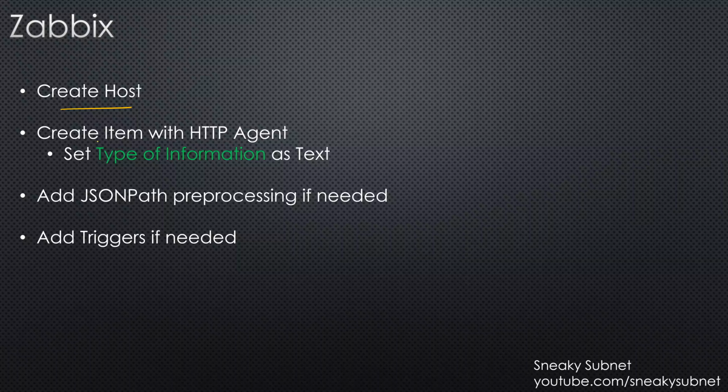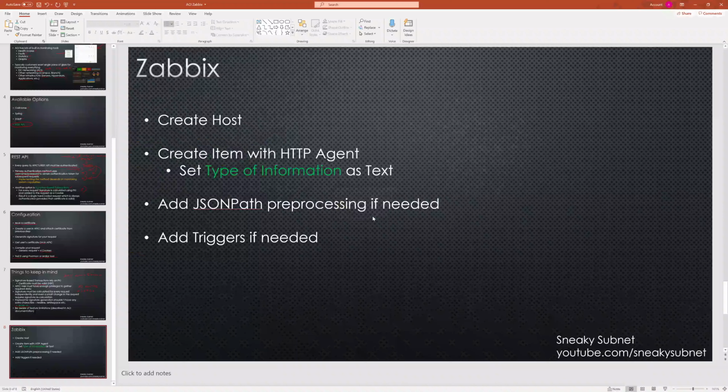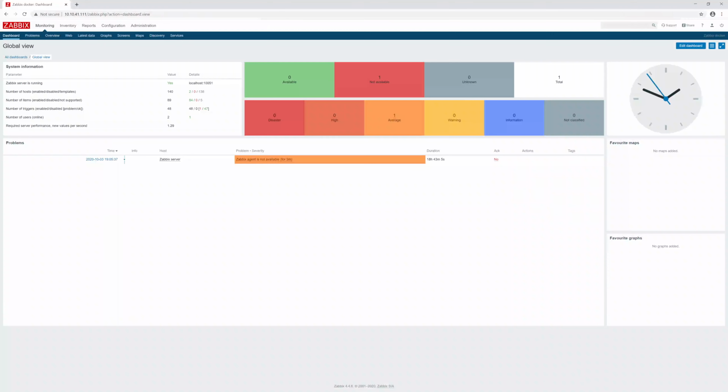We will create an item with HTTP agent, and we will set type of information as text. And if needed, we will add JSON path preprocessing, and also we will add triggers, again, if needed. So now, let's switch to our Zabbix.